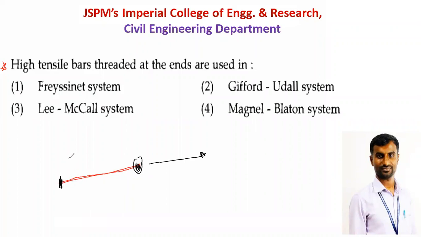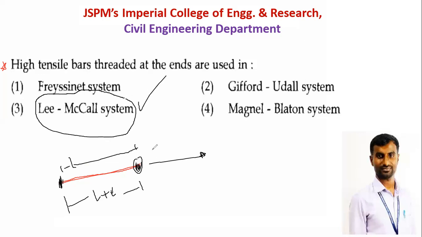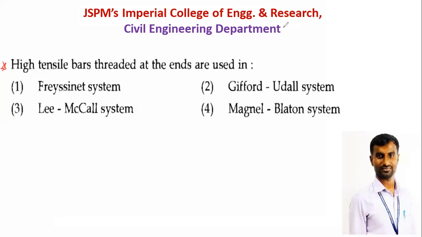So the initial length will be L. After tensioning and fitting the bolt on that thread, the length will be L plus L dash. That L dash is the tensioning we are providing on that particular cable. This particular system is used in the Lee-McCall system. So the correct response is option 3. Means high tensile bars are threaded, means the cables are threaded.